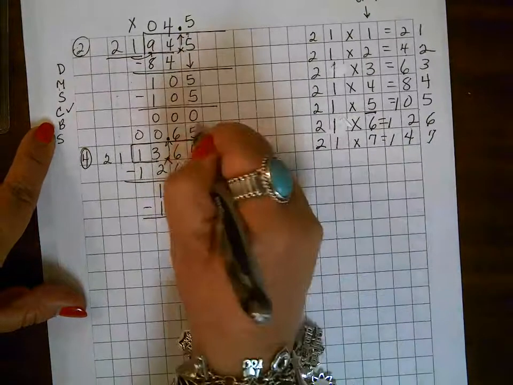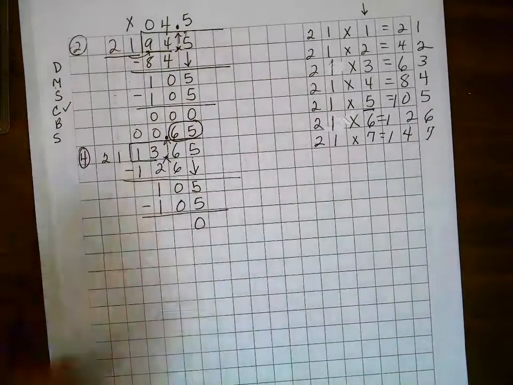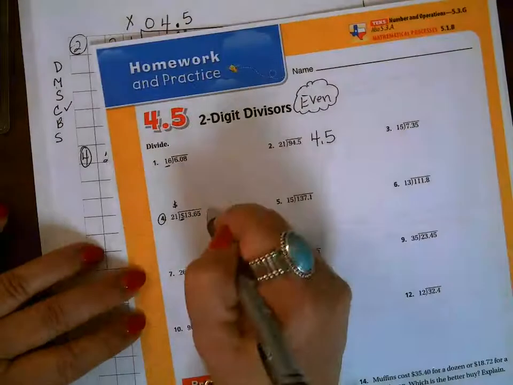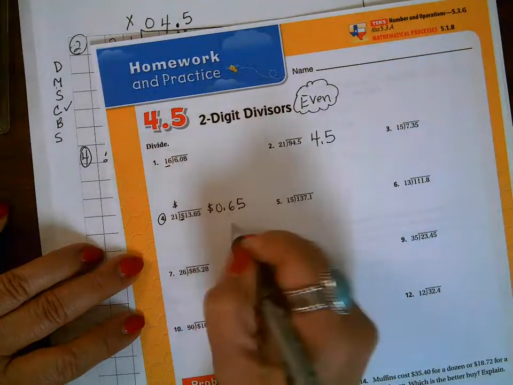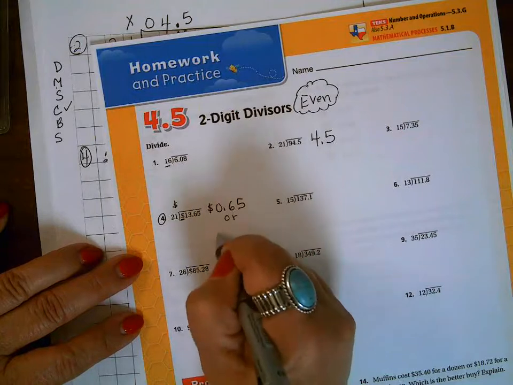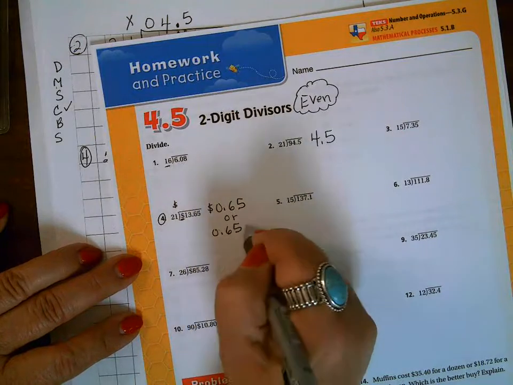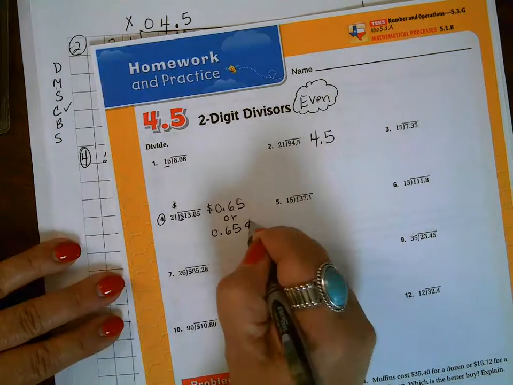And then it's 0. So the answer on here is going to be 65 hundredths. But because I'm using money, it actually makes it 65 cents. So you can write it that way, or okay, which is sometimes the way you see it.